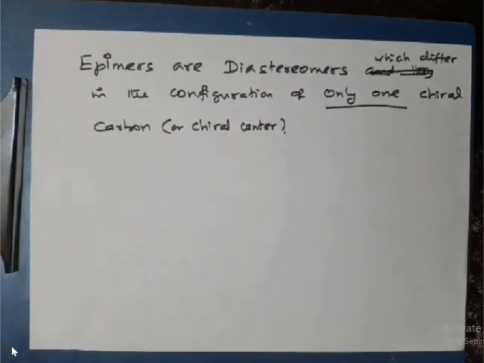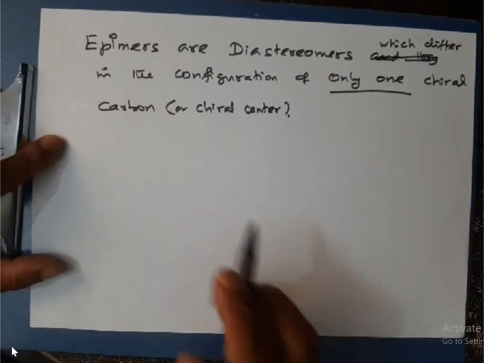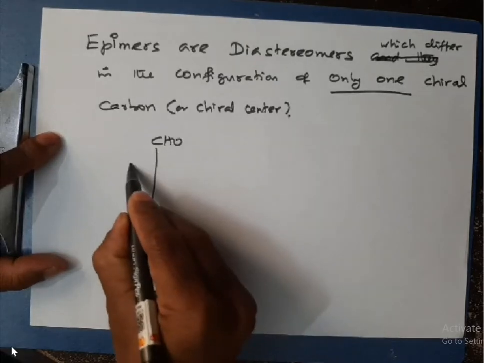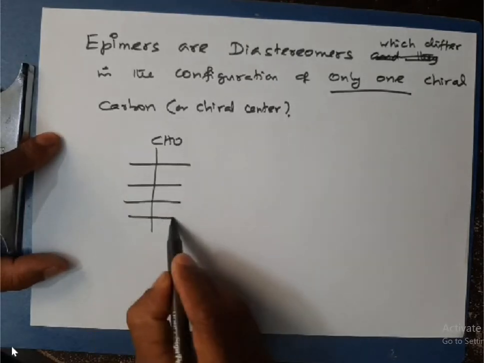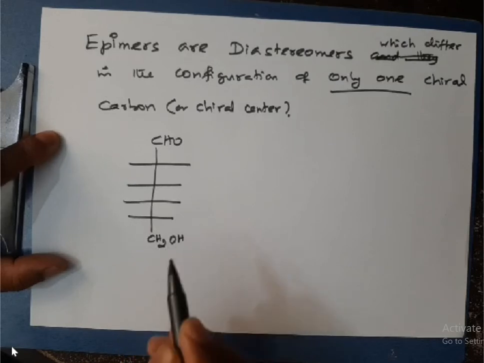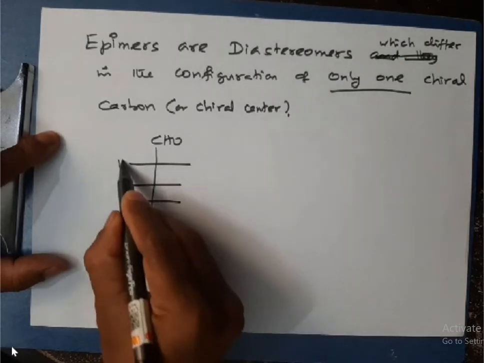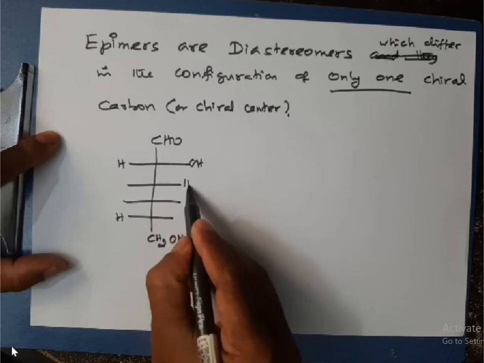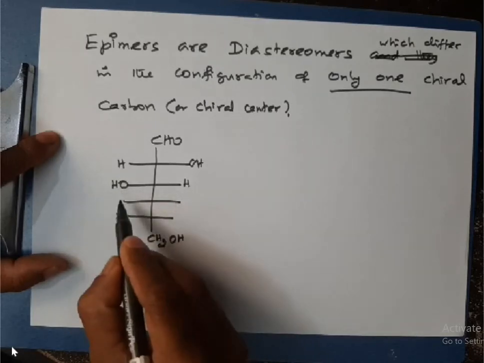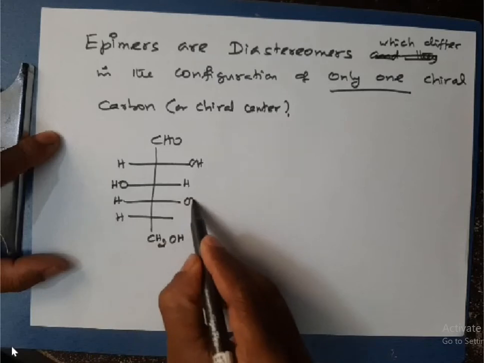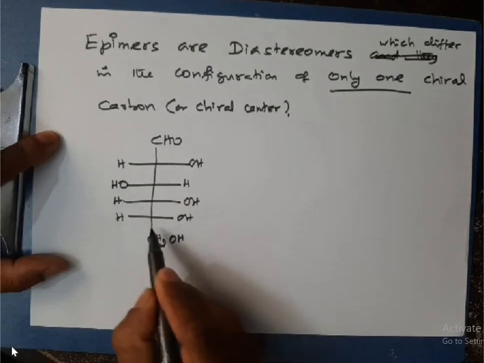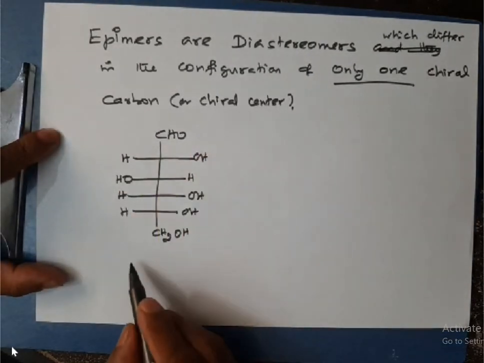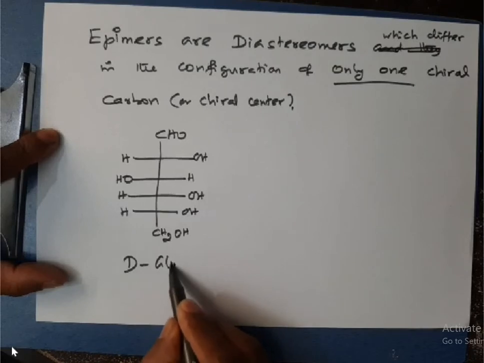I'll show you an example. Say, I'll take glucose. See the structure of glucose. Glucose contains 4 chiral centers. CH2OH, and let me show the arrangement. First carbon OH group, second carbon OH group on the left-hand side, third carbon OH group on the left-hand side, fourth carbon OH group on the right-hand side, and fifth carbon OH group on the right-hand side. This is the Fischer projection of glucose, D-glucose.